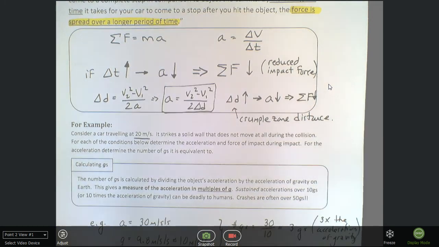We then talked about how to calculate G's. In the next tutorial, we're going to do some quick examples and then you're going to finish up the package.